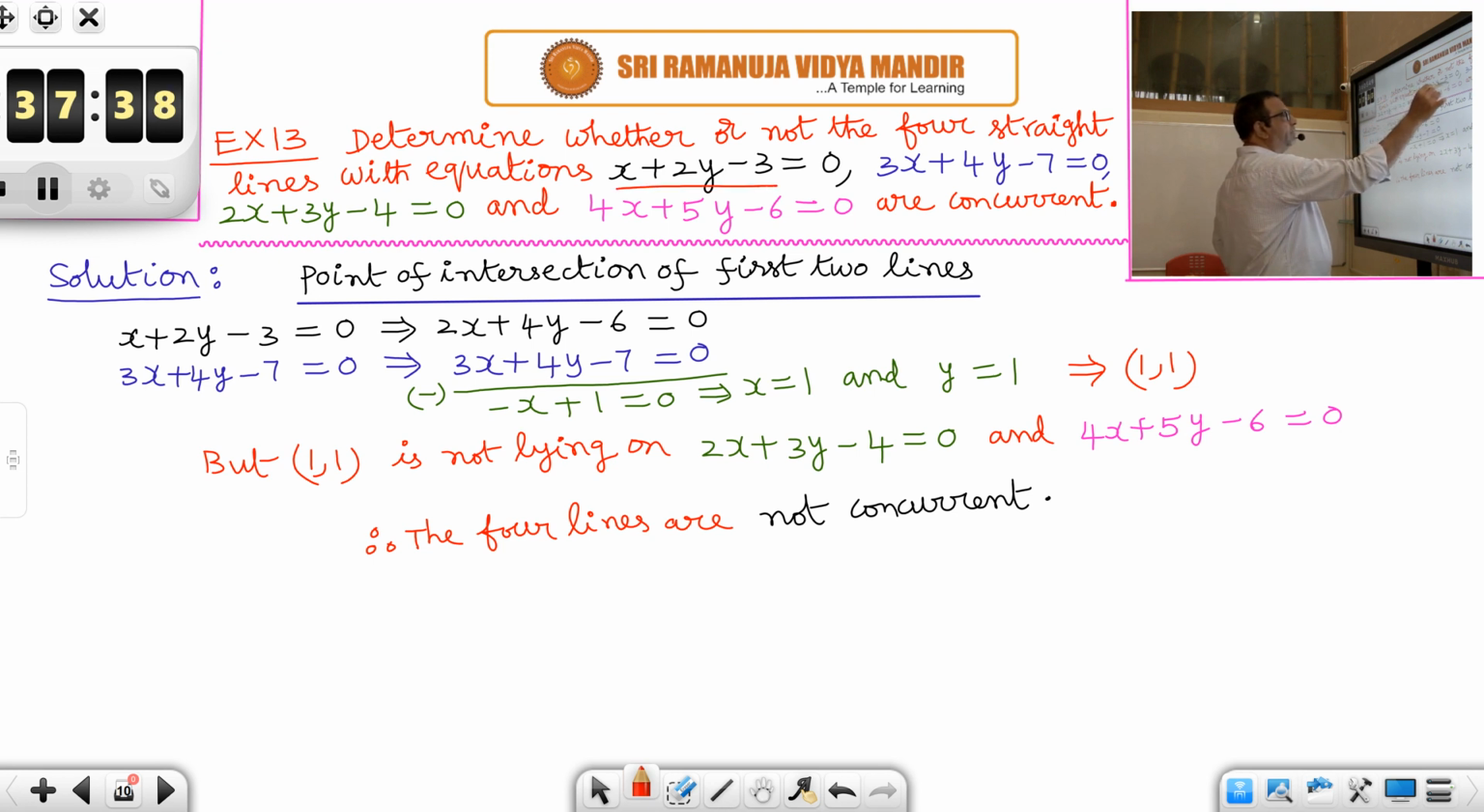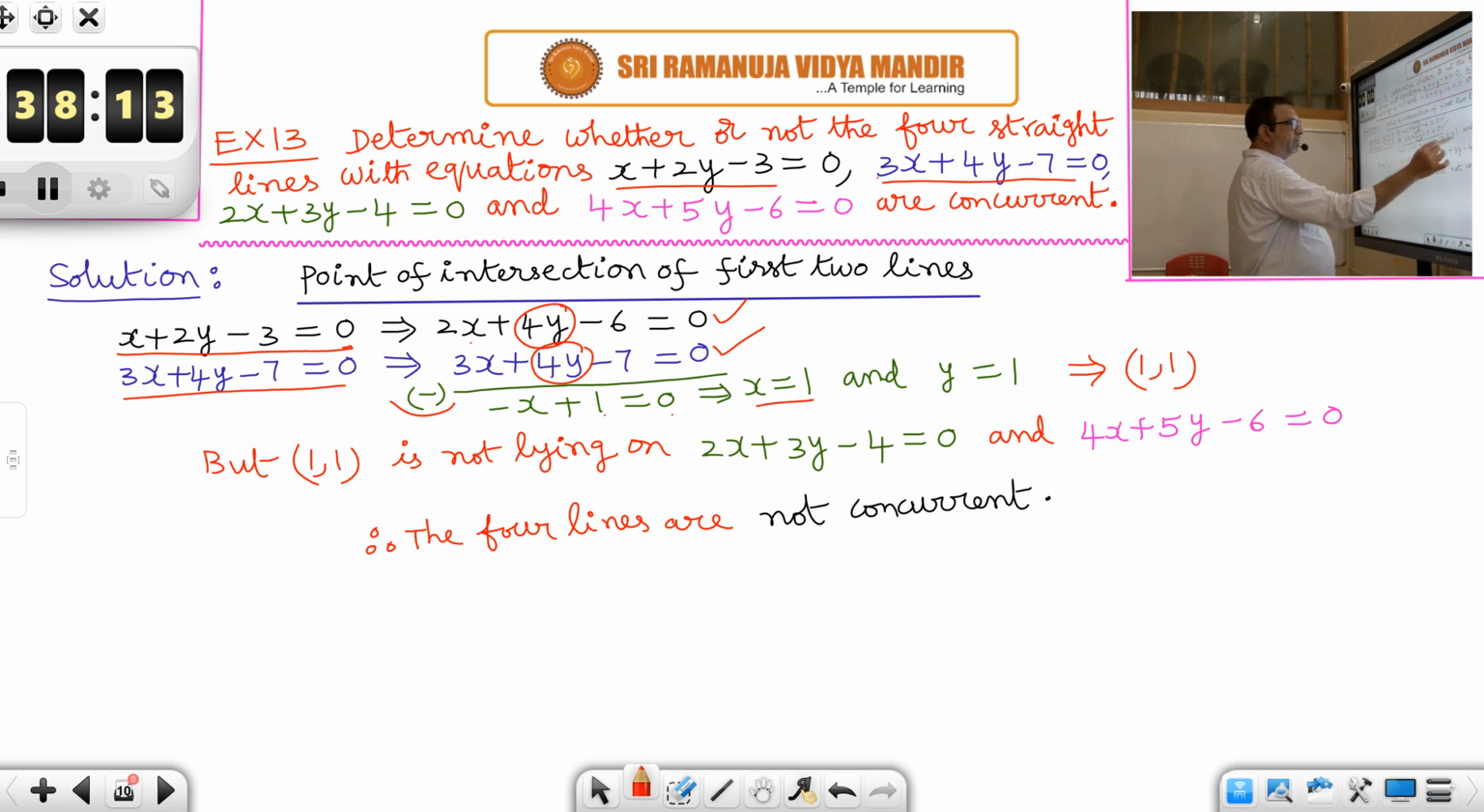First equation: x + 2y - 3 = 0. Second equation: 3x + y, this equation I have taken. I have multiplied it by 2 to make the y coefficients equal. So I have multiplied it by 2. You get 2x + 4y - 6 = 0. Second line equation: 3x + 4y - 7 = 0, just as it is, no change. So that y coefficients are now equal. So subtract. You will get -x + 1 = 0, which means x = 1.